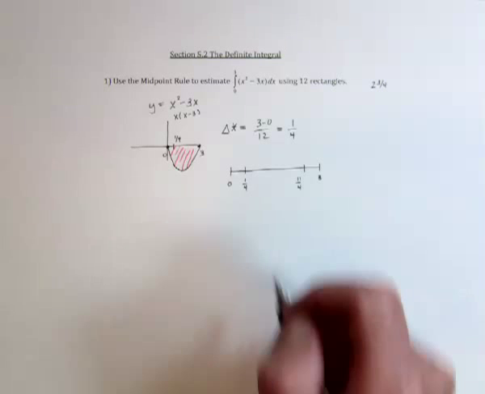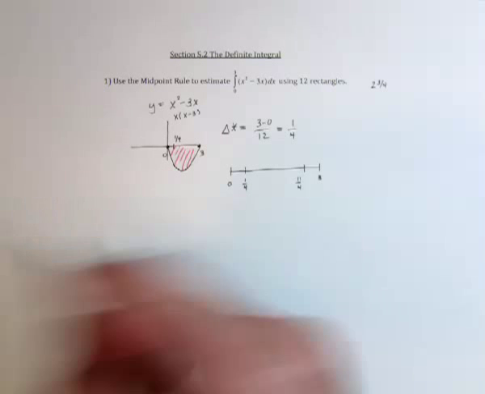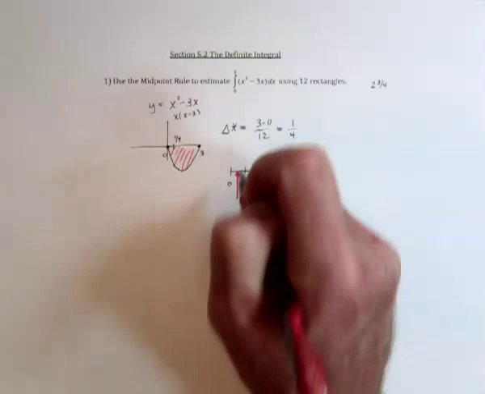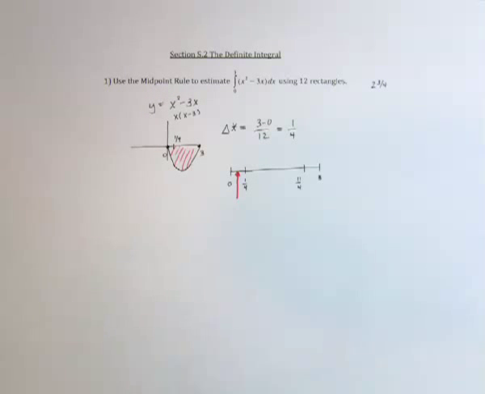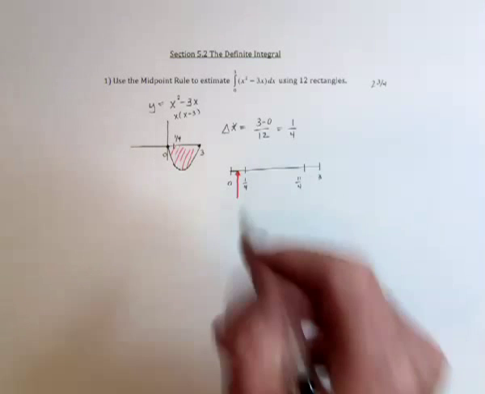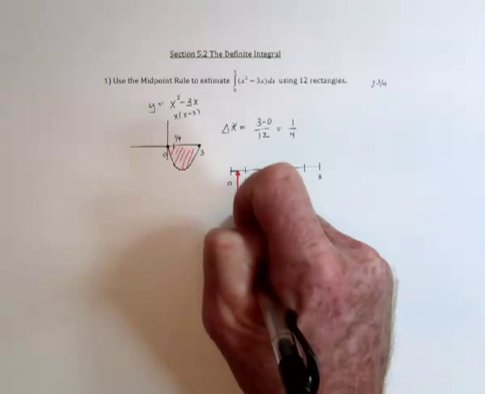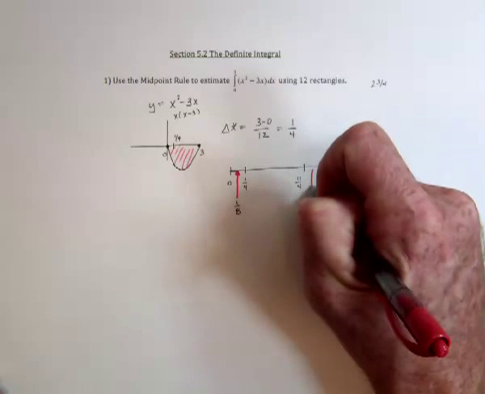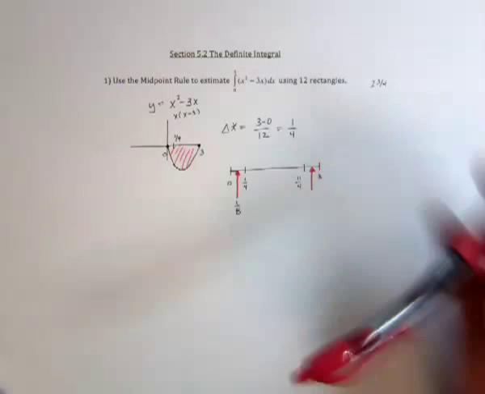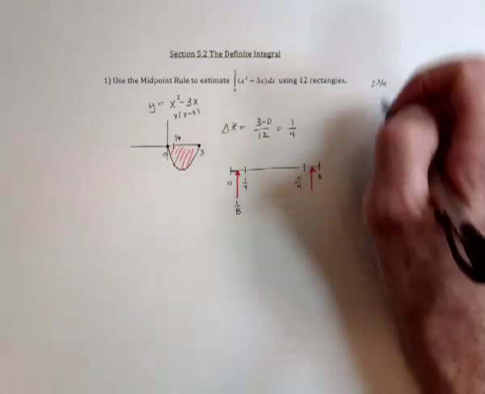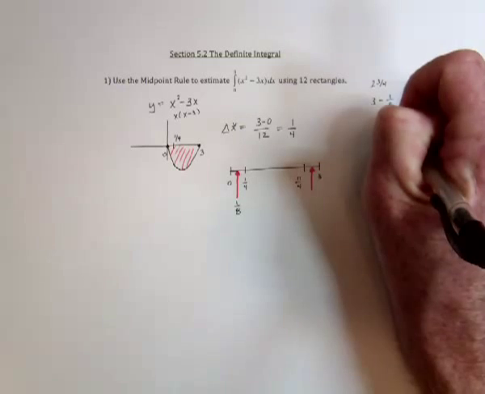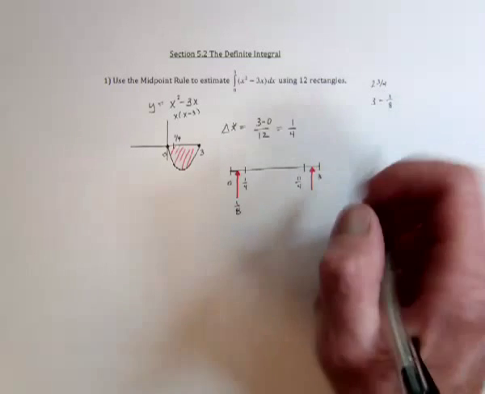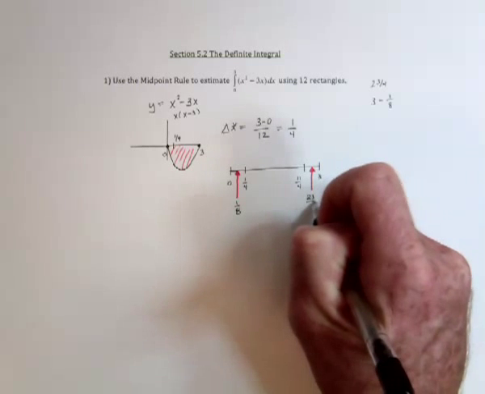And since it says to use the midpoint rule, then we need to know, well, for this interval, where's the midpoint? So add them together and divide by 2, which is going to turn this into 1/8. And then that means this one right here is just 1/8 less than 3. So it would be 3 minus 1/8. That would be 24 minus 1, so we've got 23/8.